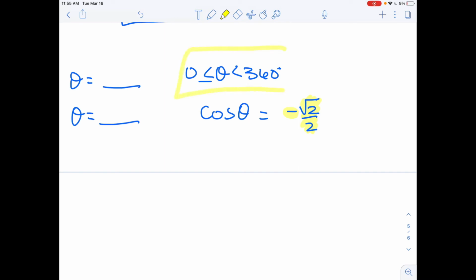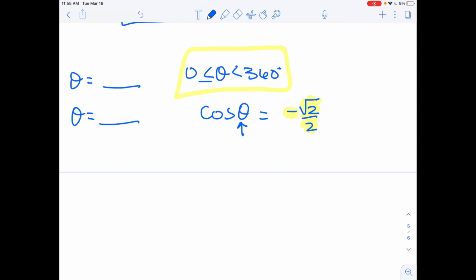This here just tells us that we're not going to go into a negative value of theta or above the 360 degree value. So it's just kind of giving us a limitation of what our values could be. So here's what I'm going to do. I'm looking for an angle.